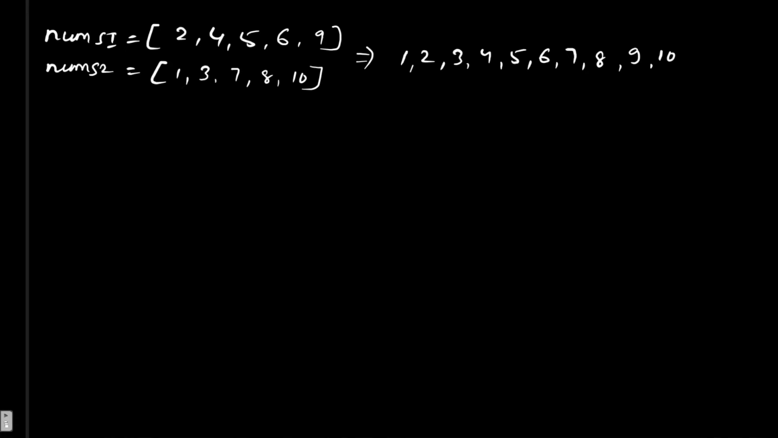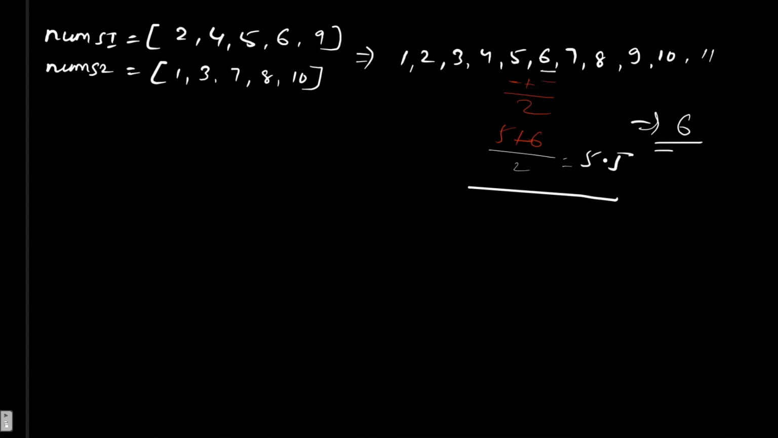10. If you have to find the median, then as we all know, for an even length array the median is going to be equal to the sum of the two middle elements divided by 2. It is going to be 5 plus 6 divided by 2, that is equal to 5.5. But what if we have an odd length array? In that case we have to return the middle element, that is going to be equal to 6. So we have understood what the median is and how we can find it for even and odd lengths.